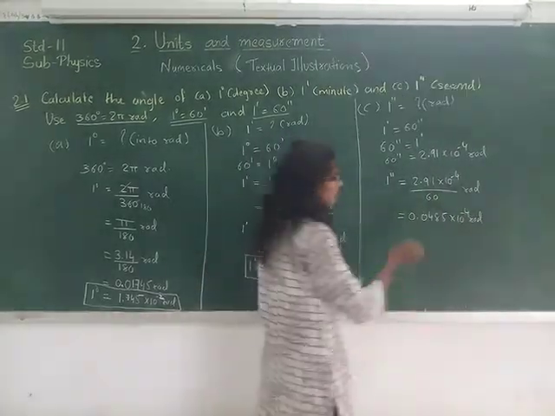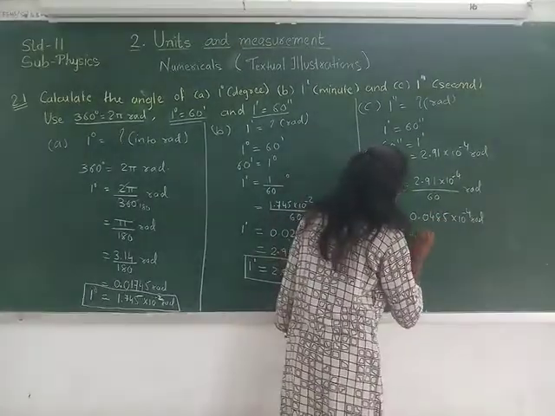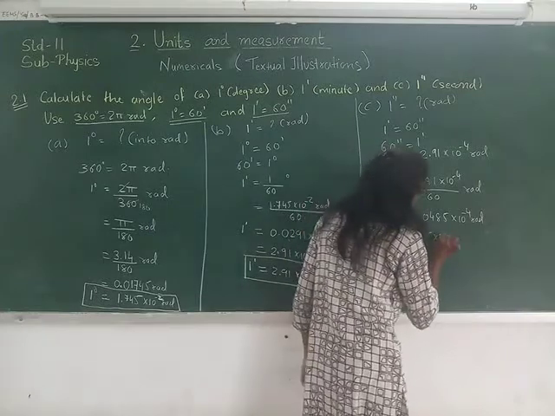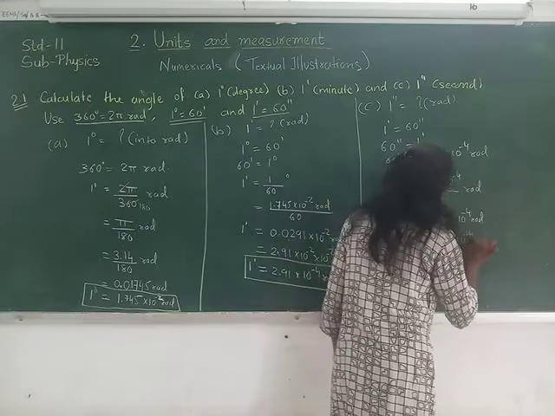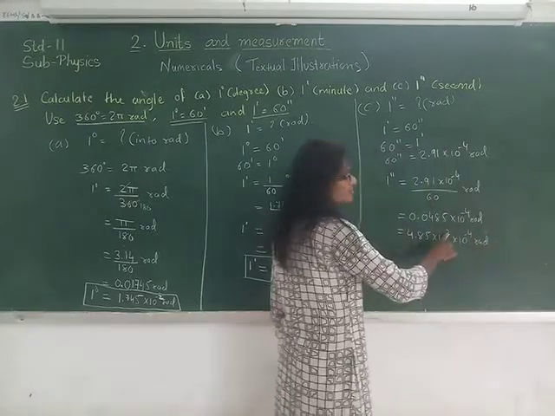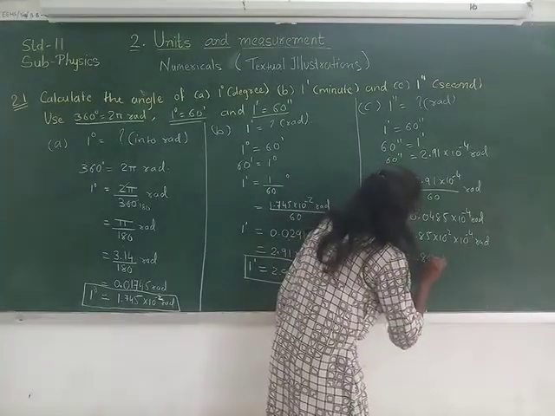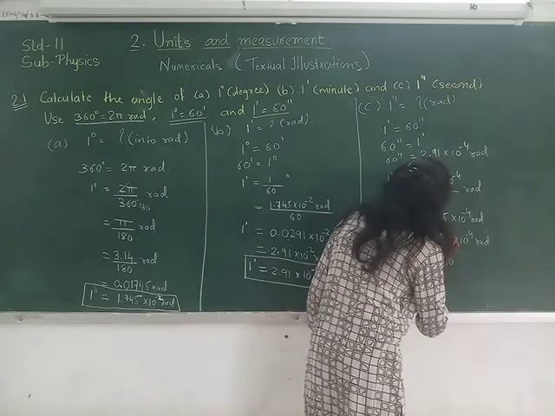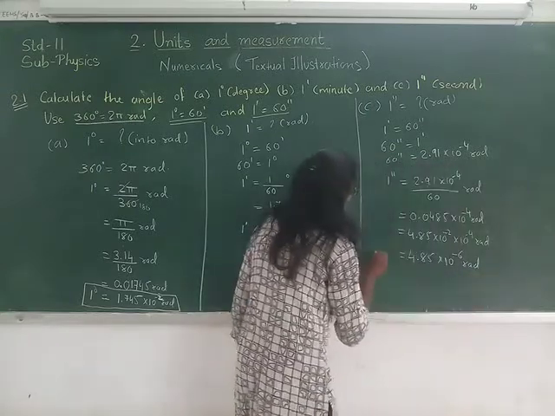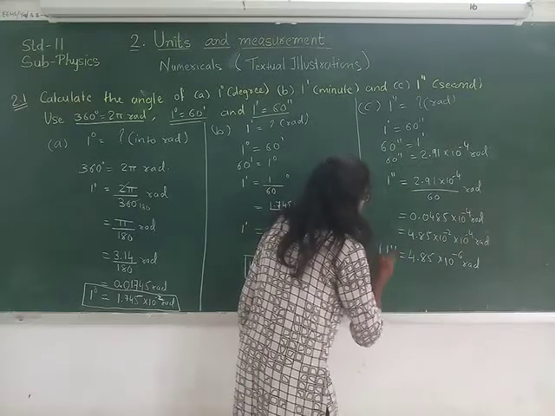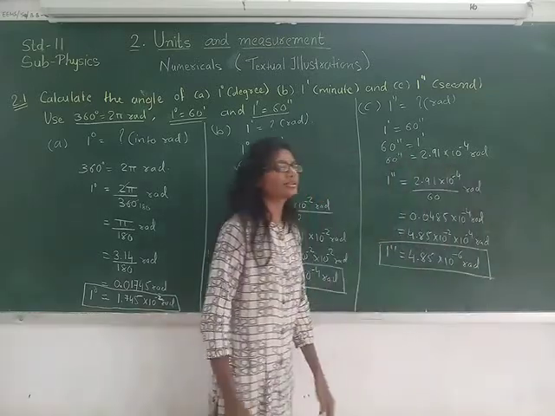So again shifting this decimal point by 2 places, we get 4.85 into 10 raised to minus 2 and this into 10 raised to minus 4 radian. So minus 2 plus minus 4, that becomes minus 6. So it will be 4.85 into 10 raised to minus 6 radian. That is 1 second equals to 4.85 into 10 raised to minus 6 radian.